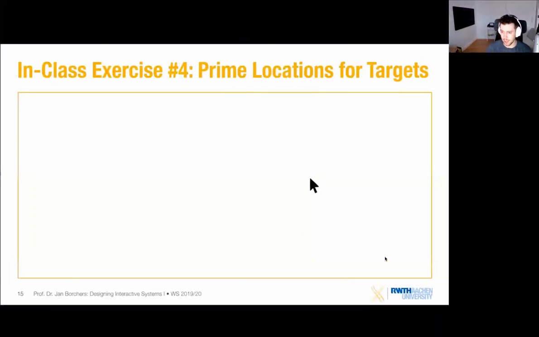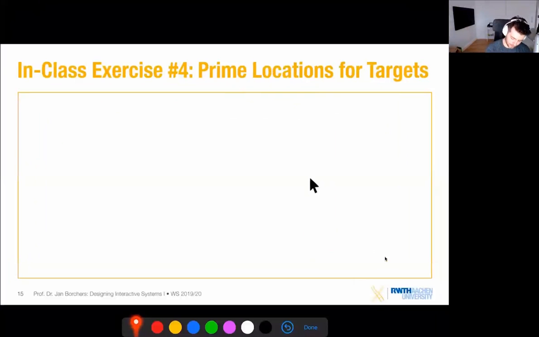Okay, so based on this, if I want to have a button on my interface, let's say a regular button like this here, do you have some suggestions where I can put this button to make it as easy as possible for the user to hit, or to make the time the user takes to hit this button as small as possible?